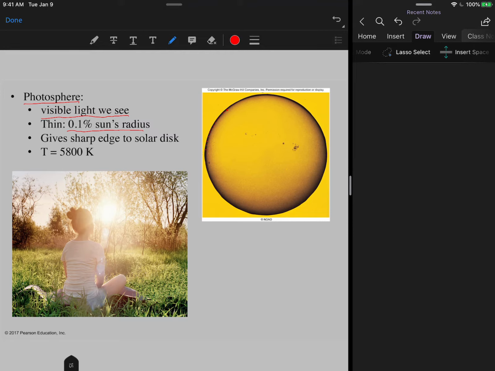And because the light that we see from the sun comes from such a small region, this gives the sun a sharp edge. And also here, the temperature is relatively cool. So it went from 10 million at the core to 5,000 at the surface here.